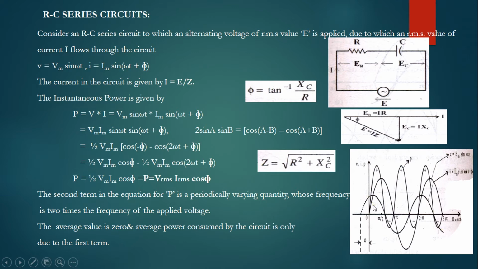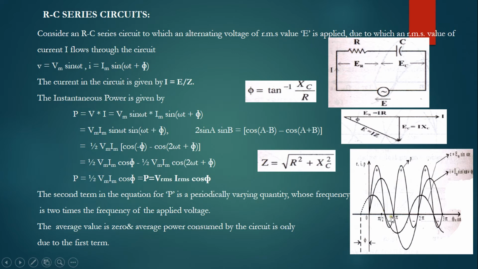So once again, if you consider the power triangle here, from 0 to pi by 2, the voltage is positive and the current is positive, and the power reaches its peak, it's positive.